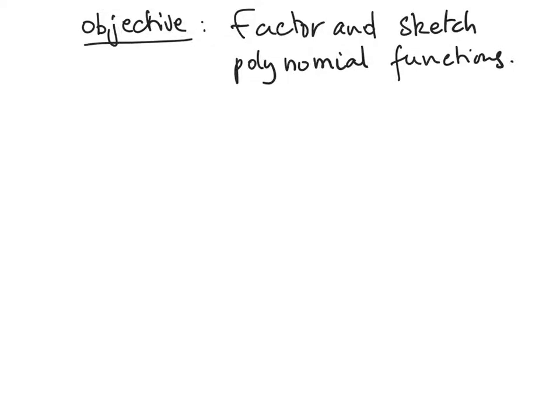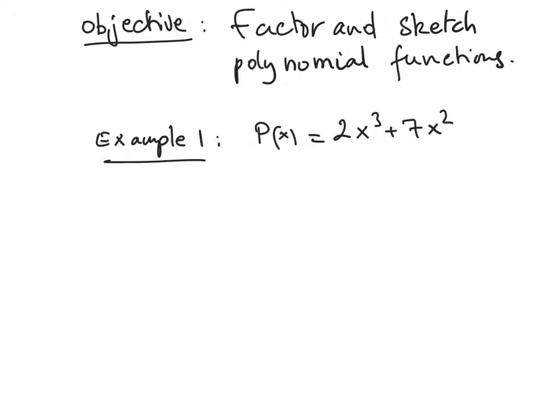The objective of this video is to factor and sketch polynomial functions. Now we will start with the first example, example number 1. We are given the polynomial p of x equal 2x^3 plus 7x^2 plus 4x minus 4. We are asked to first factor the polynomial and then sketch it by hand.